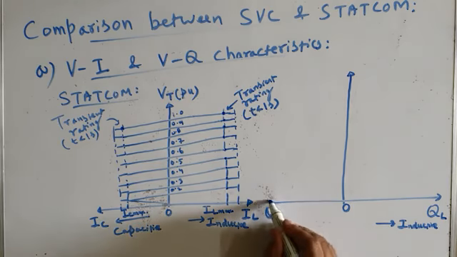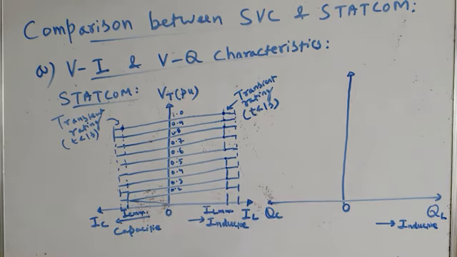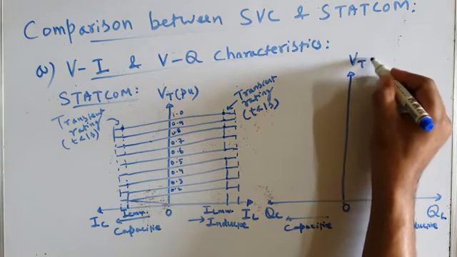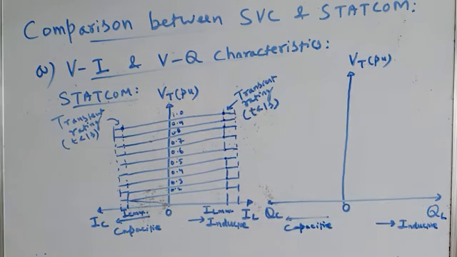On the other hand, if the STATCOM is drawing leading power factor current, capacitive current, that means it is operating in the capacitive region and it is generating the reactive power. It's not absorbing the reactive power, it is generating the reactive power. So this is the capacitive mode of operation, and this is terminal voltage or bus voltage, again in per unit.